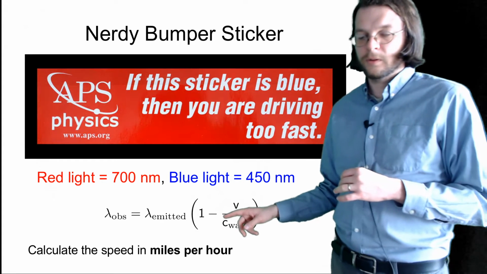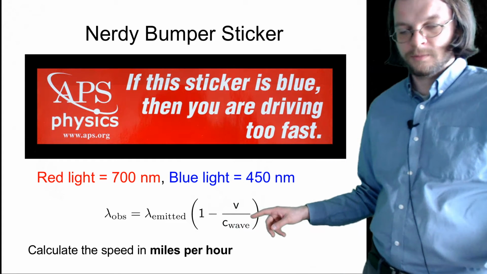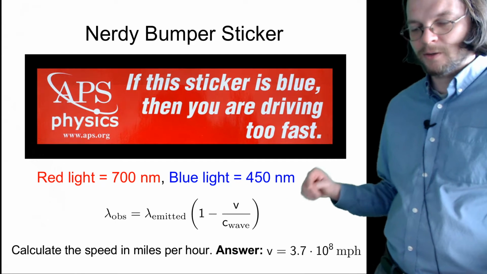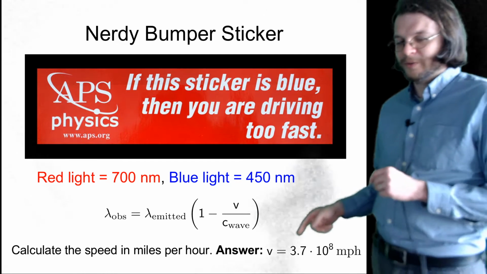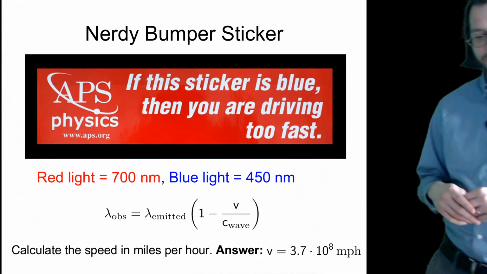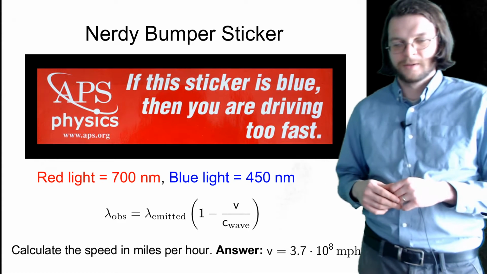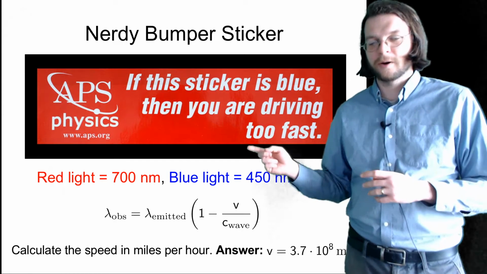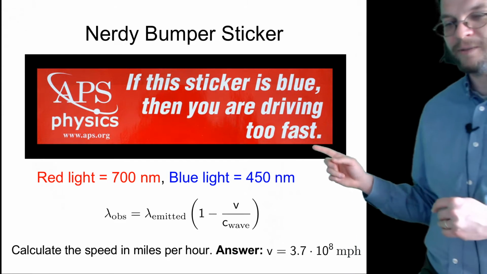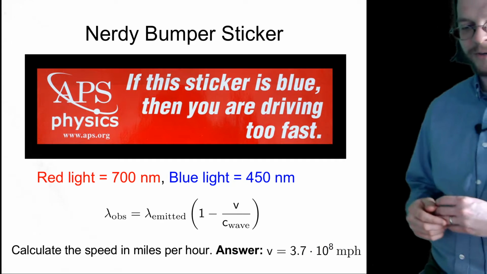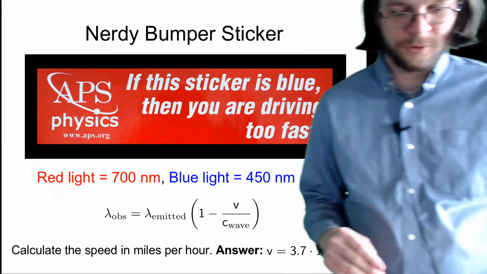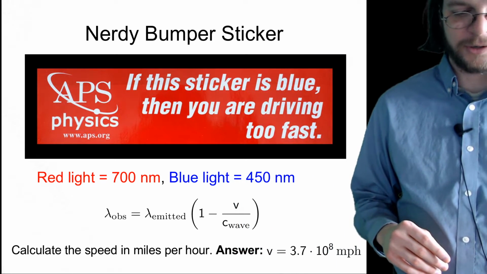Given that we're dealing with light, the speed of light is 3 times 10 to the 8 meters per second. Then you can solve for this in terms of miles per hour, and you end up needing to go a significant fraction of the speed of light for this thing to get Doppler shifted from red to blue. So that's part of the joke: you're definitely driving too fast if you're going a fraction of the speed of light. So there you go. You guys are in on the joke now. You can enjoy it with the rest of us nerds.